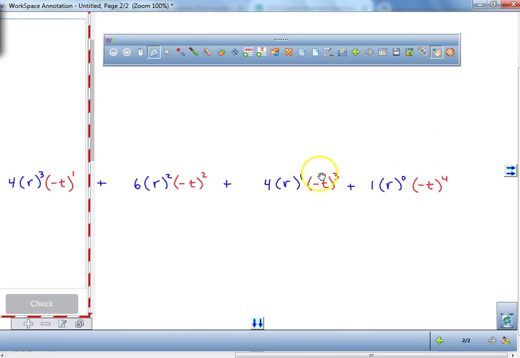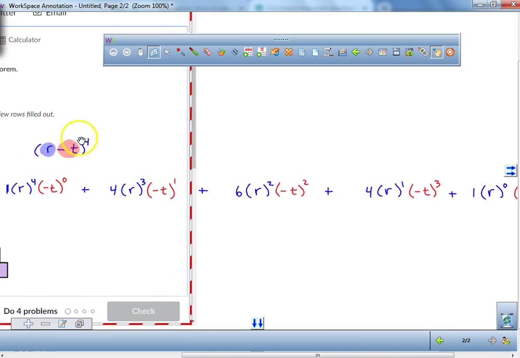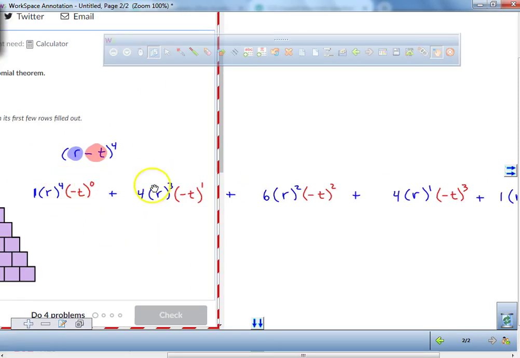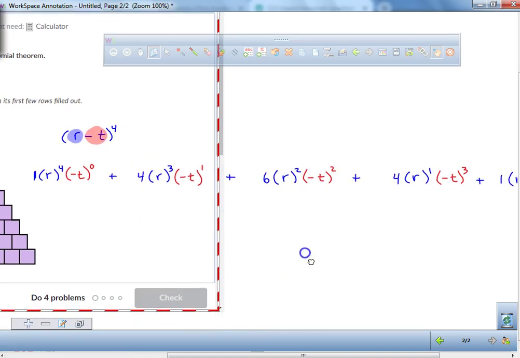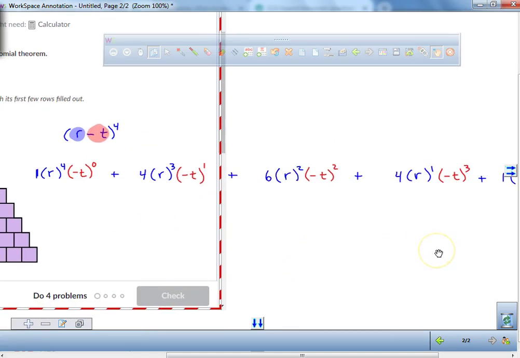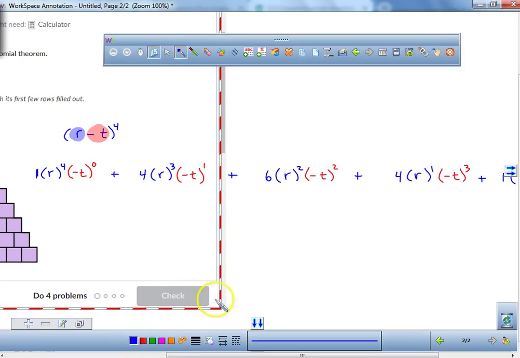What do these exponents always have to add up to? They always have to add up to whatever that power is right there. Okay? So 4 and 0, 3 and 1, 2 and 2, 1 and 3, they all add to that number right there. So this is everything written out. Now we're just going to evaluate everything step by step.